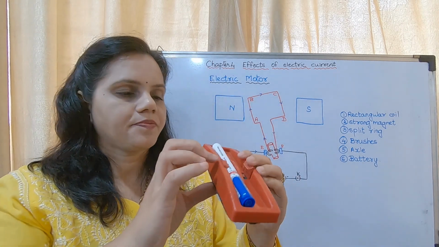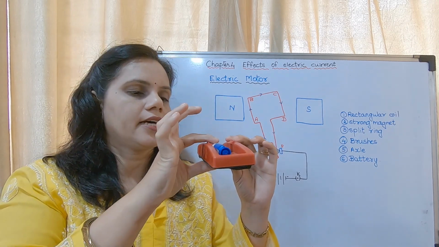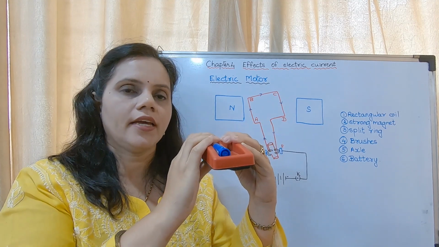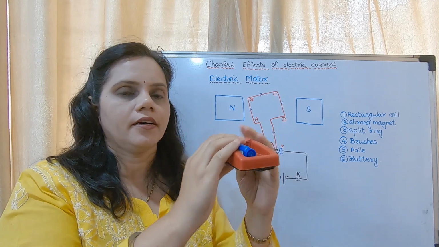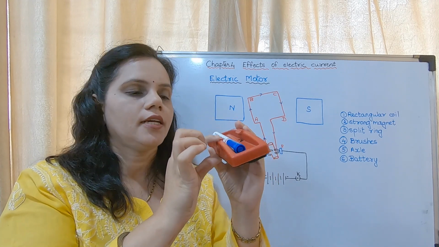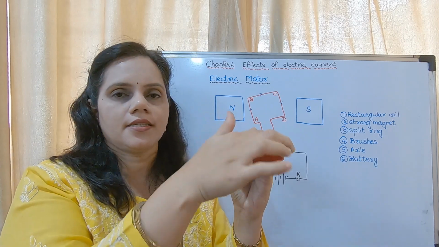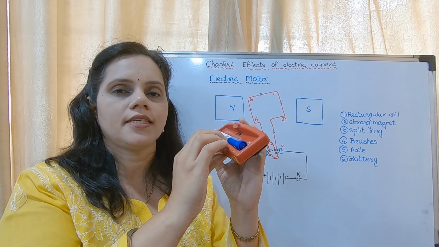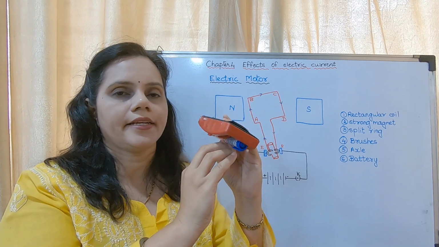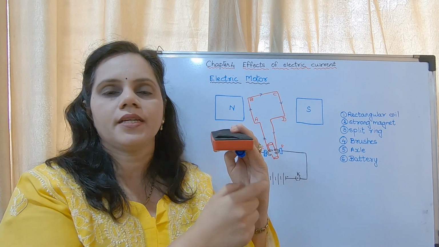That means if this is the axle and these are the two split rings, there are brushes. The current is passing from here. So the coil is moving in the downward direction. This is AB, this is CD. It will move down, CD will come up. It will move and come in this direction. When it comes in this direction, CD is this side and AB is that side.